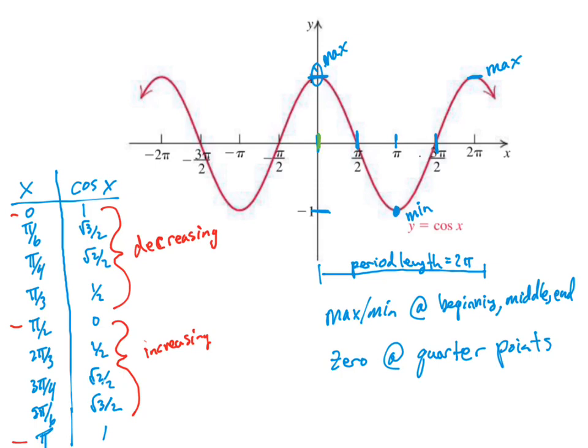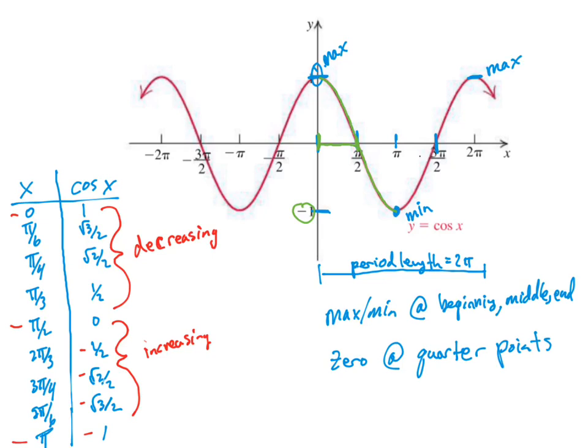From 0 to pi over 2, from 0, hang on. I need to add negative values here. Okay, so 2 pi over 3 is -1/2, and so on, so negative values. All right, so from 0 to pi over 2, from this part, the value of the function is decreasing. From pi over 2 to pi, it continues to decrease, but now we're negative. We get down to the minimum value of -1.